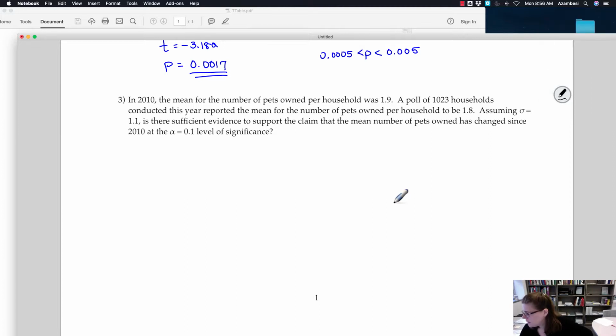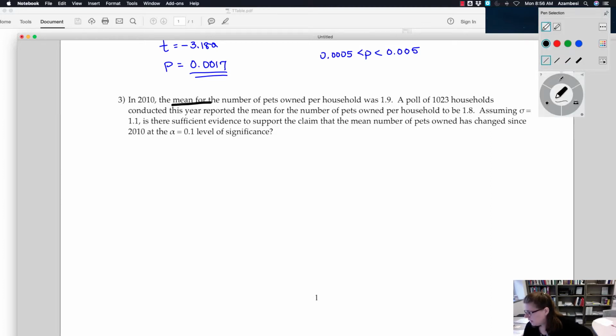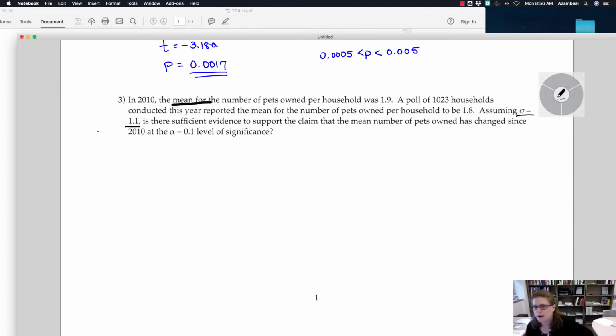So a couple of key things. We're looking at means again, so we need to pick between z and t. The difference in this problem and the last one is it says assume sigma is 1.1. That means that we have sigma and not s. If you have sigma given, that's when you use a z-test. So hypotheses for this, mu is equal to 1.9, and it says has changed, which gives us not equal to, a two-tailed test.